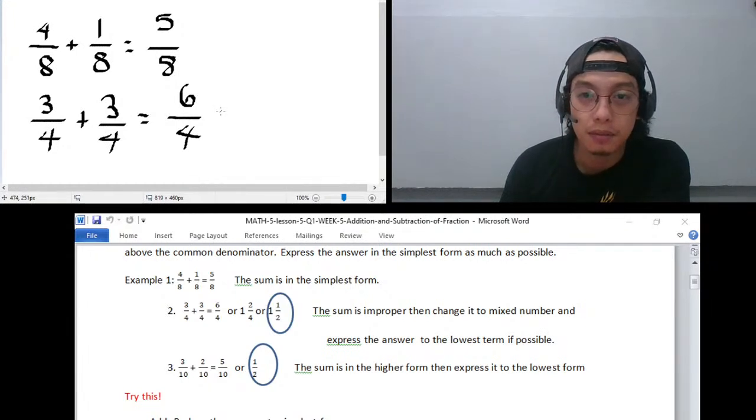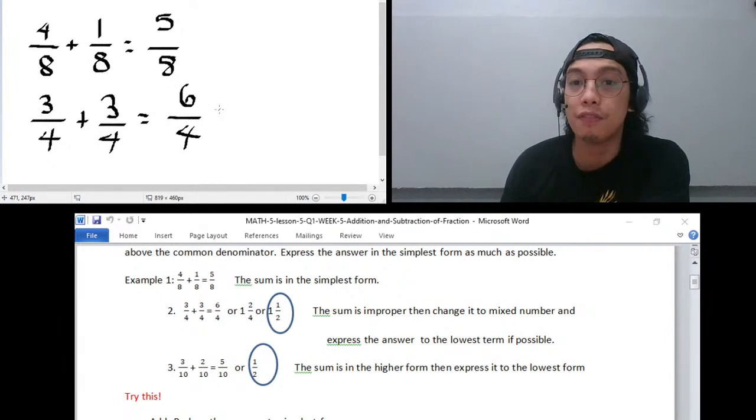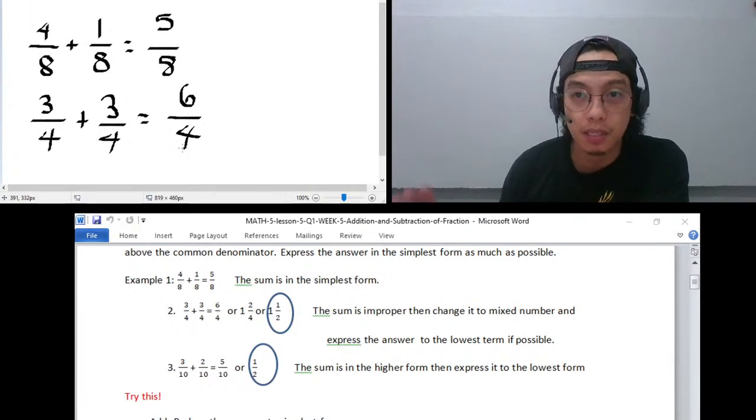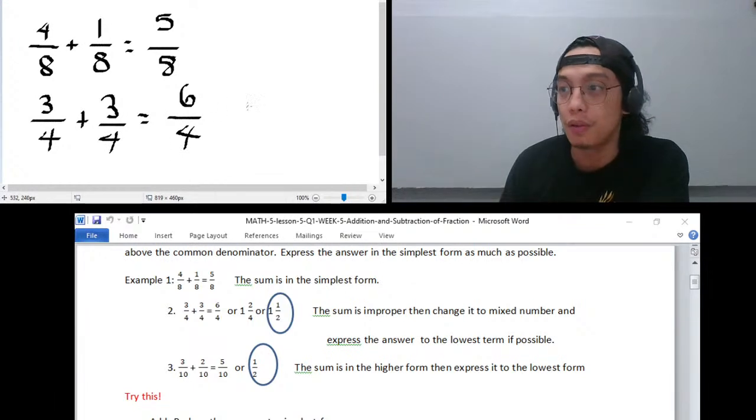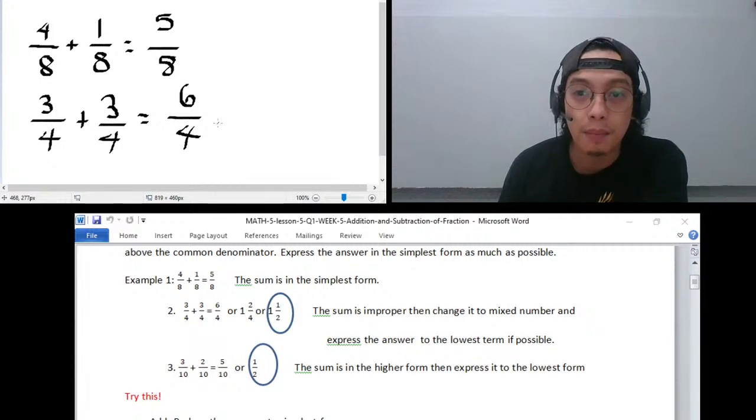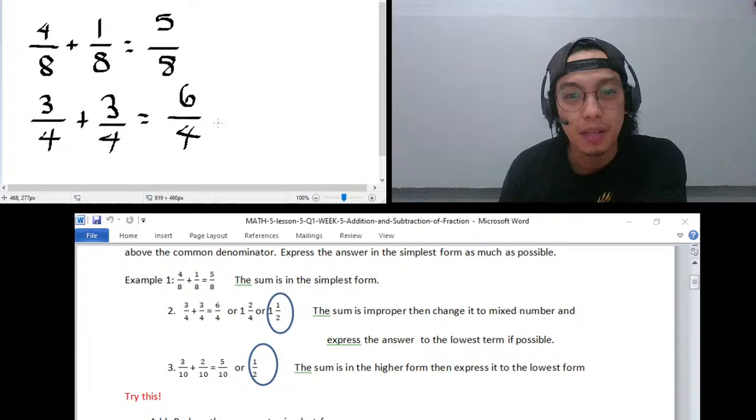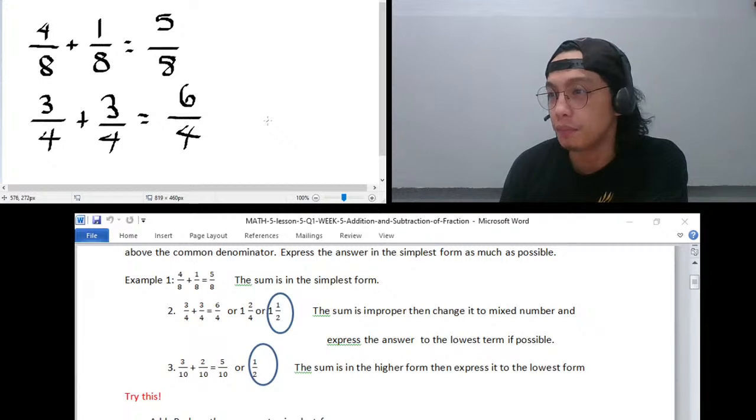The sum is an improper fraction. An improper fraction means the numerator is greater than the denominator. A proper fraction has a denominator greater than the numerator. Since this is improper, the numerator 6 is greater than the denominator 4, so we can convert it to a mixed number. That is a different lesson, but to do it, we convert it to mixed form.